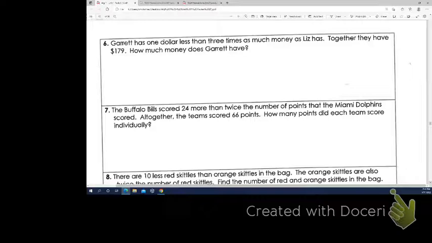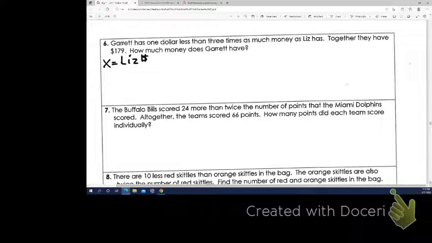So again, if I can figure out which one is being referenced or which one is smallest, that's usually the one I want to be my X. So in this case, Garrett has $1 less than 3 times as much as Liz has. So Garrett's money is being referenced in terms of Liz. So Liz is the one that has the least. So Liz is going to be our X. So X is going to be, we'll just say Liz. Liz is money. Liz is dollars.